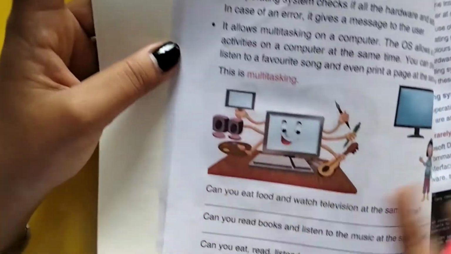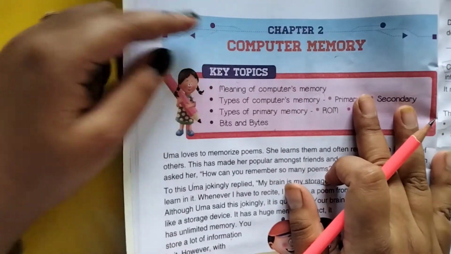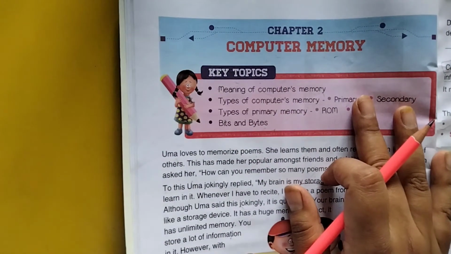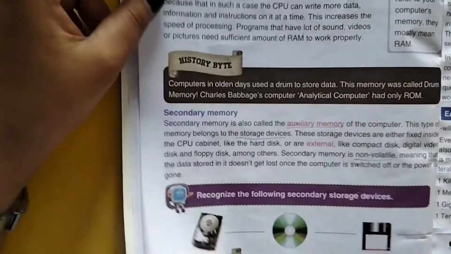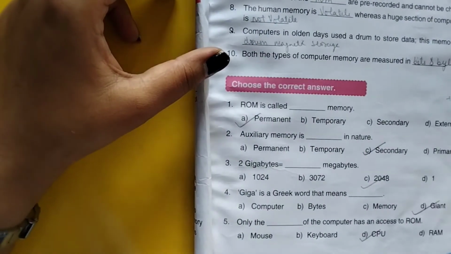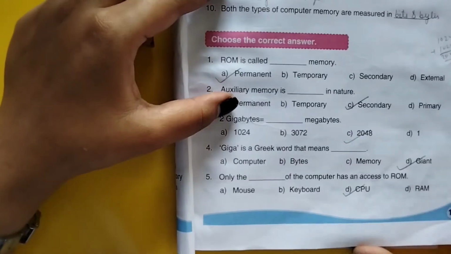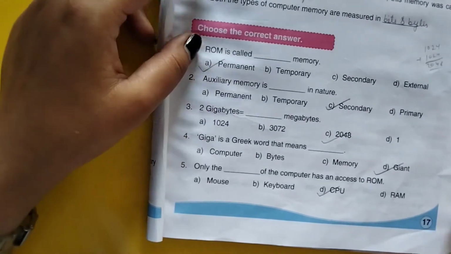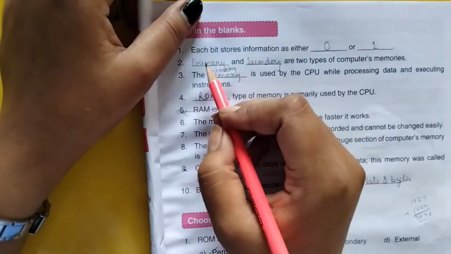Now we have completed chapter 2, computer memory. Today we will do the fill in the blanks. So all of you open your page number 17.